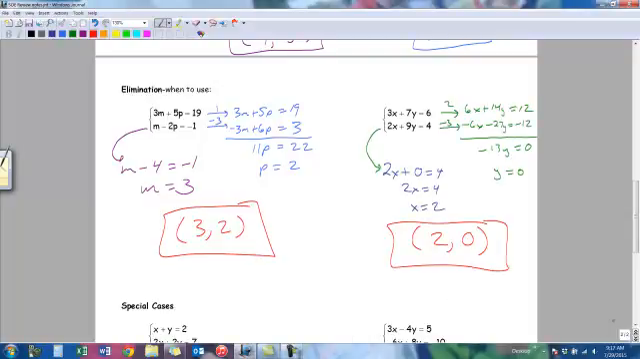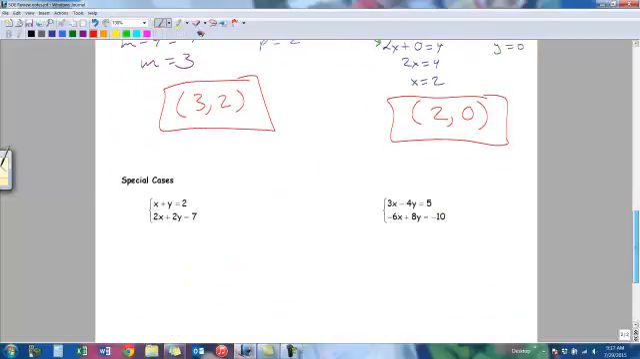So hopefully you came up with the answer 2, 0. Now, I multiplied the top by 2 and the bottom by -3. You could have done the top by -2 and the bottom by +3. No matter what, it still would come out the same way, 2, 0. All right, let's talk about special cases.